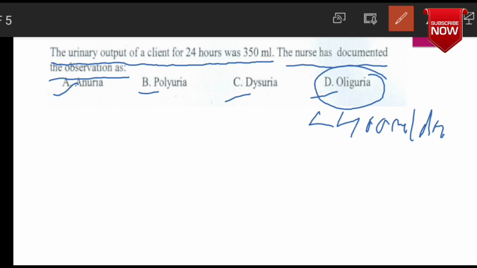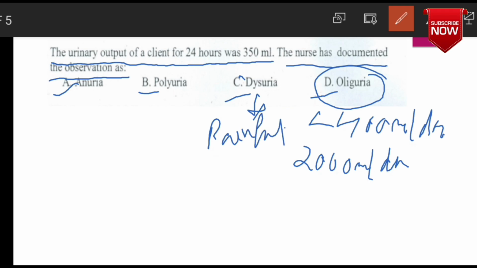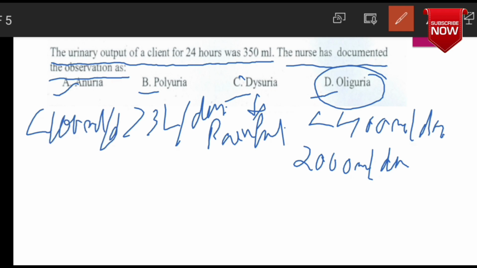Normal urine output is 2000 ml per day. Option C, dysuria. Dysuria is the painful urination. Polyuria. Polyuria is excess or abnormal large production of urine, the output more than 3 liters per day. Anuria. Anuria is the urine output less than 100 ml per day.